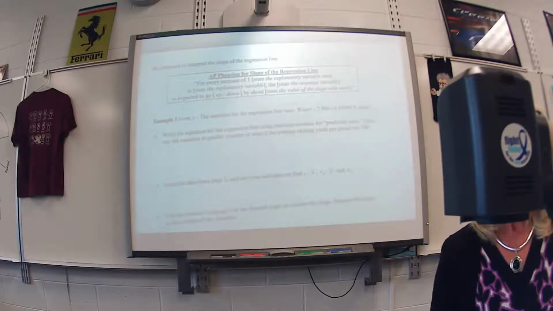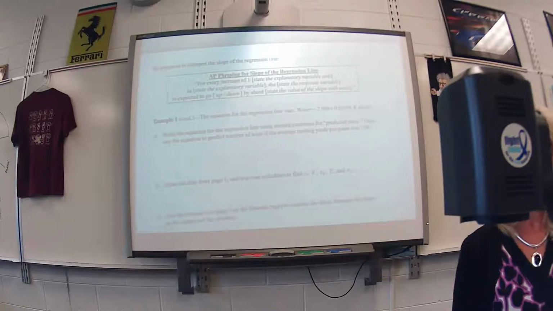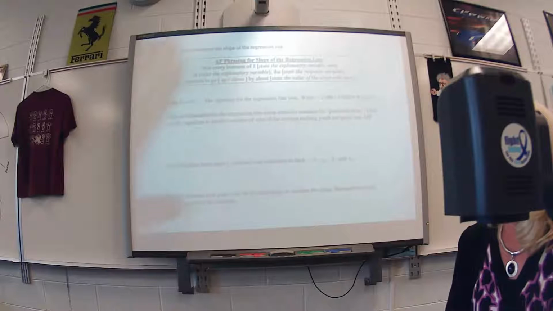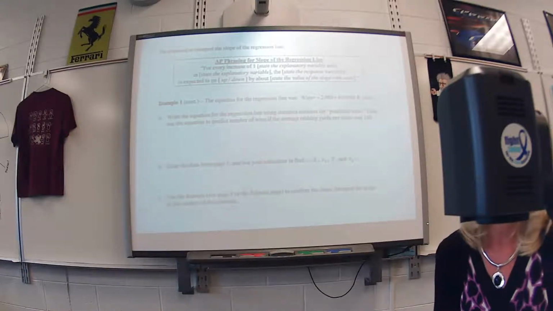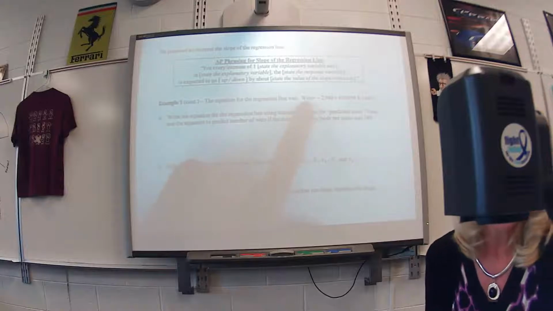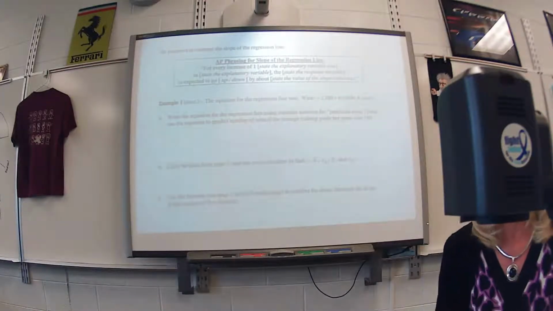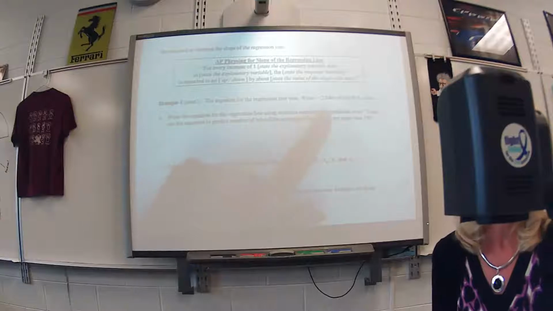All right, so if you are asked to interpret the slope of a regression line, this is some wording that you can memorize. I won't read that to you right now. We'll actually do it in the context of this problem. All right, so this was the regression equation. And I said here, write the equation using statistic notation for predicted wins. I'm not going to rewrite that whole thing. I'm just going to do it right here.